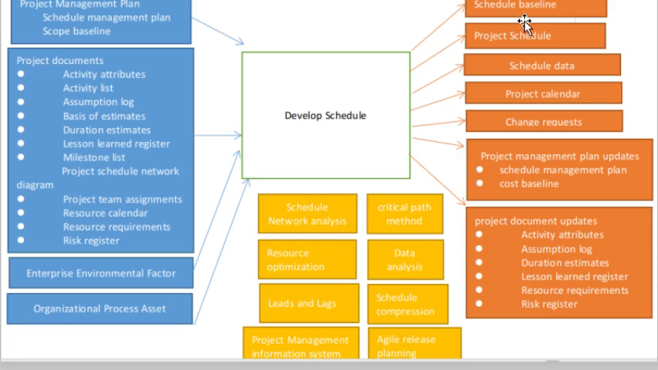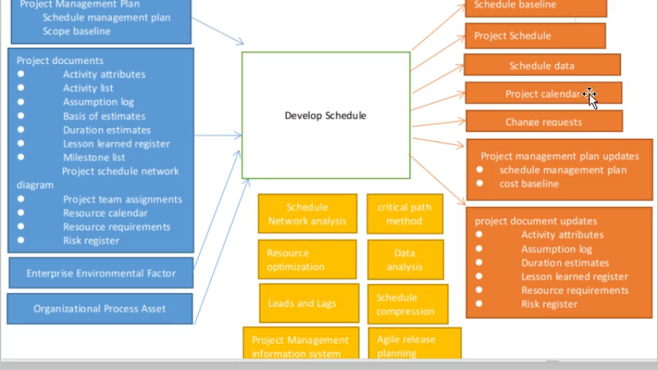Then the output of the develop schedule process is the schedule baseline. Always remember, friend, whenever we talk about baseline, we are referring to how you will measure the performance of the schedule. Then the project schedule. Project schedule is a chart which shows what the activities are, their durations, who is responsible for each activity, when it starts, when it finishes, and the overall starting and ending dates of the project.